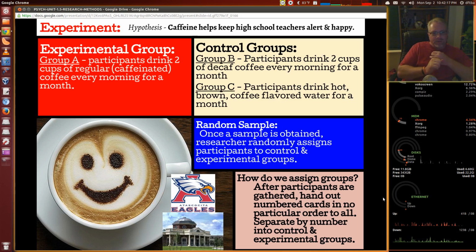Once a sample is obtained, the researcher randomly assigns participants to control group and experimental group. So how do you assign to the group? You could do numbers. Every participant picks up a number randomly, and then 1 through 10 is going to be group A, 11 through 20 is group B, and so forth. You'll separate them by number into control and experimental groups.